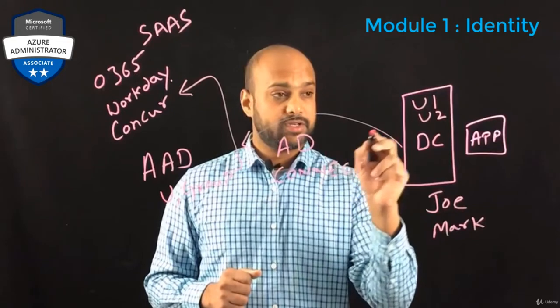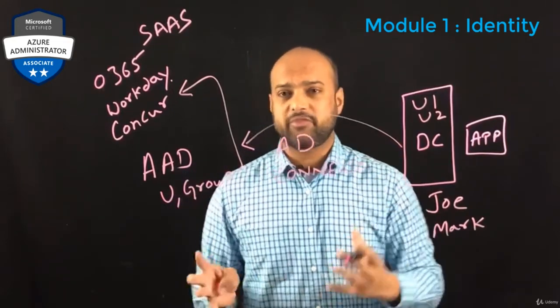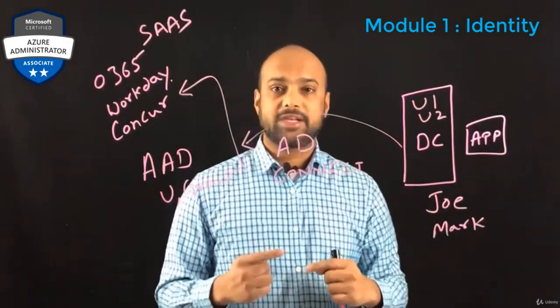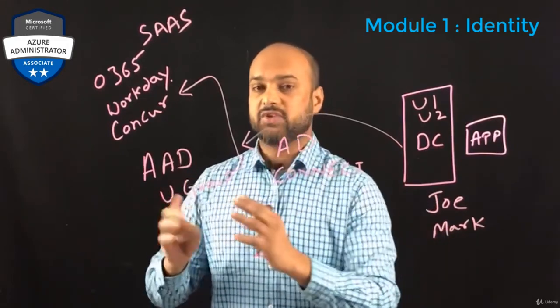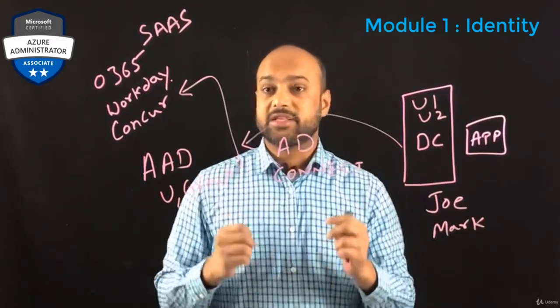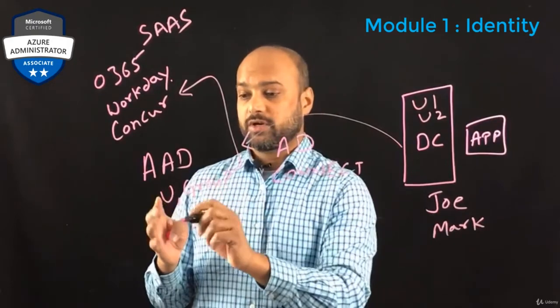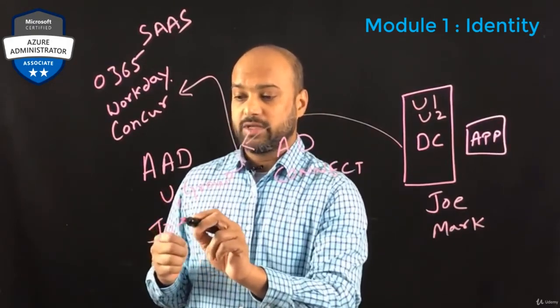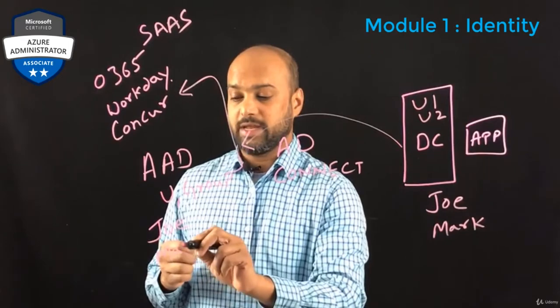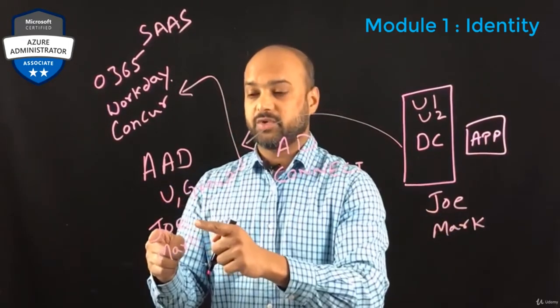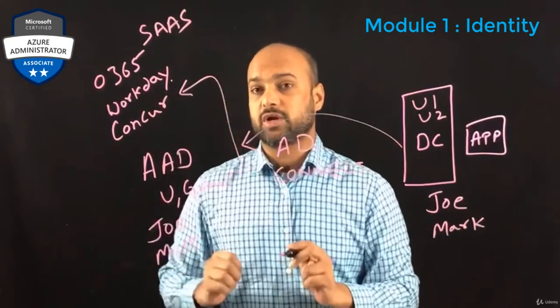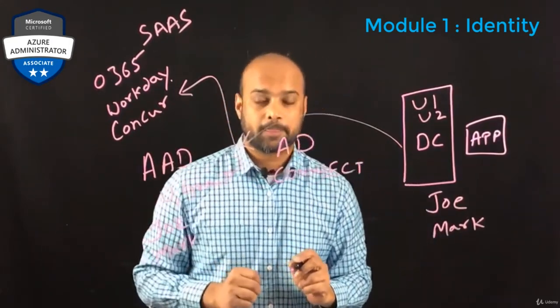This connector runs on your premise on one of the member servers, and it will synchronize your on-premise identities to Azure Active Directory. And this will assist your users now in the cloud. Let's call them again Joe and Mark, because these users, Joe and Mark, got synchronized to Azure AD. They can then log into your cloud-based applications.